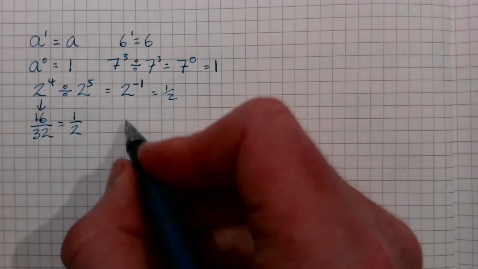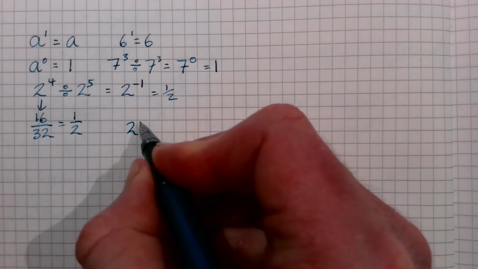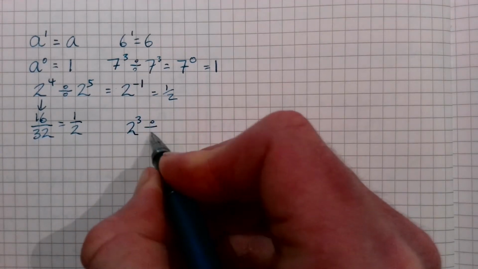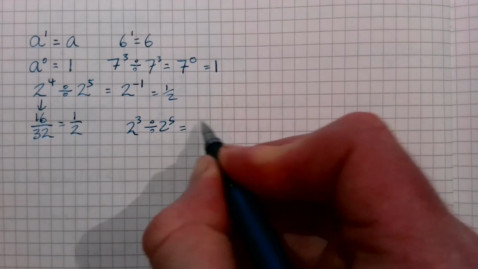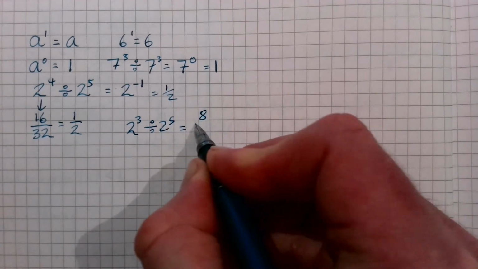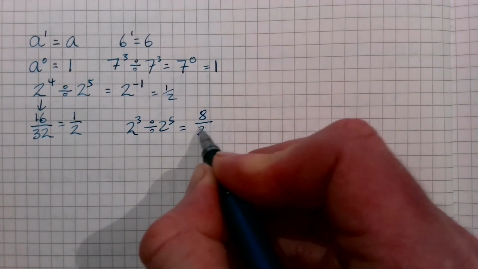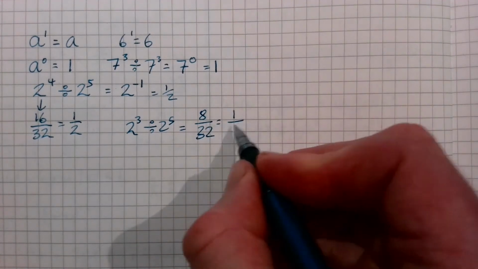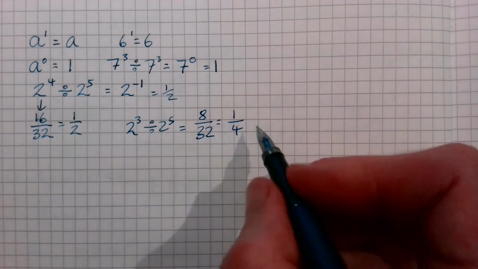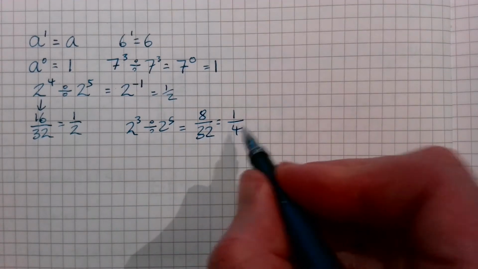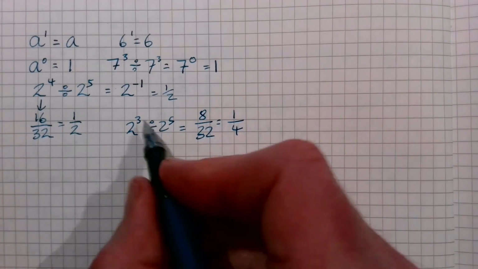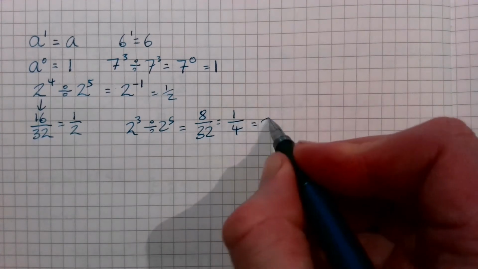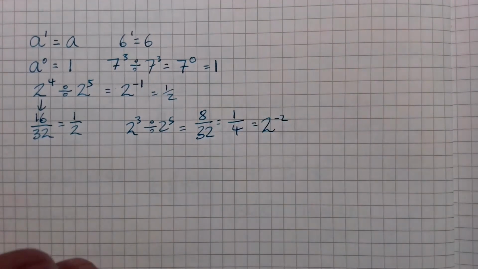What would happen if it was 2 to the power 3 divided by 2 to the power 5? Well, 2 to the power 3 is 8, 2 to the power 5 is still 32. If I were to simplify that, I would get 1 over 4. And 1 over 4 is 2 squared, and that is 2 to the minus 2.